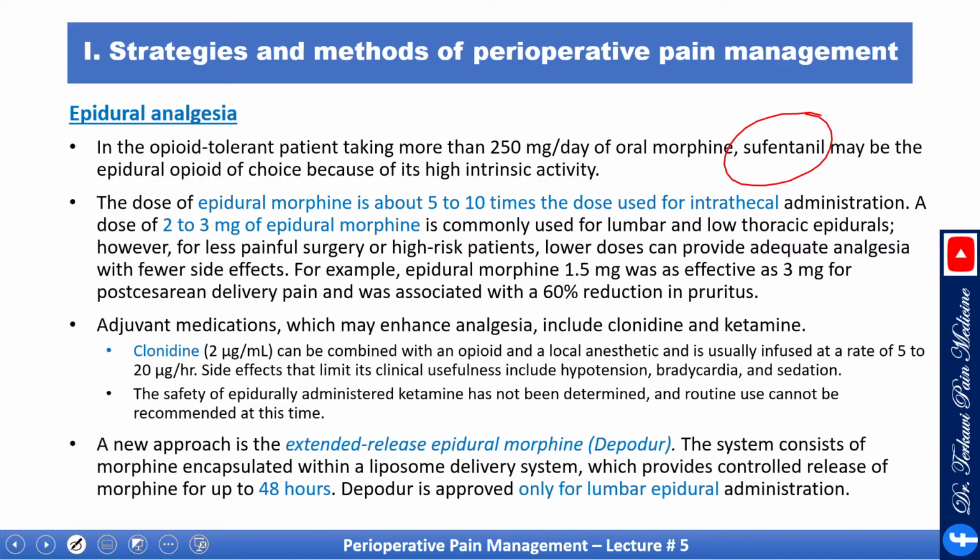A new approach is the extended release epidural morphine, DepoDur. The system consists of morphine encapsulated with a liposome delivery system, which provides controlled release of morphine for up to 48 hours. DepoDur is approved only for lumbar epidural administration.